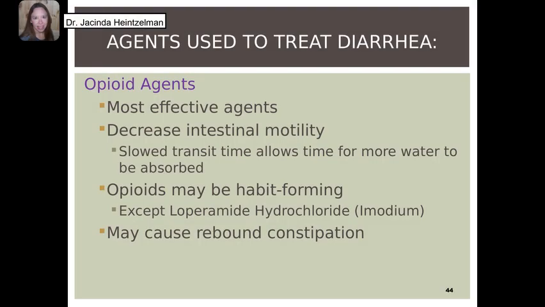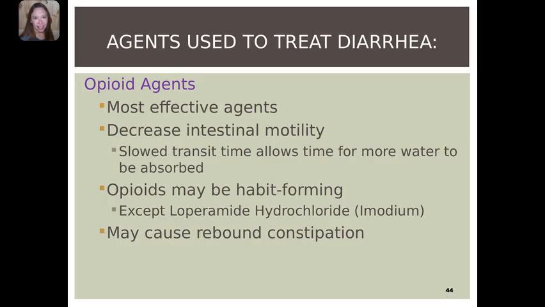We can also use opioid agents to treat diarrhea, and these are the most effective agents, but it's not the most common medications that we will use because we do have over-the-counter medications instead. With the opioids, we've got to remember they could be habit-forming, except the Imodium. Imodium, you can find that over the counter. So what exactly do they do?